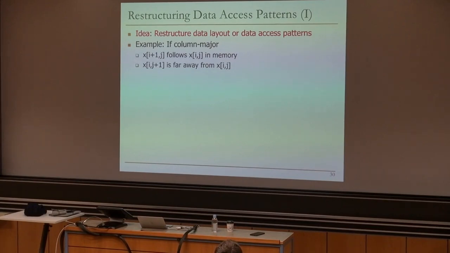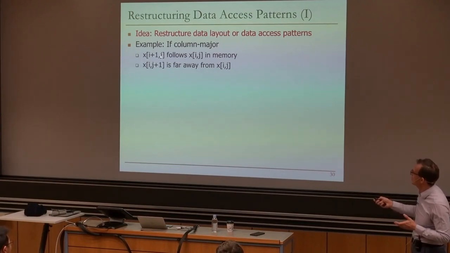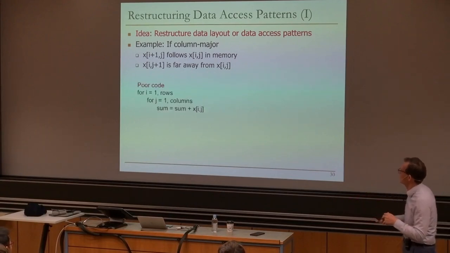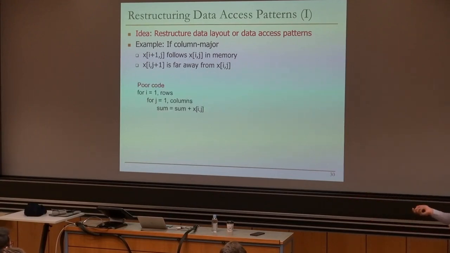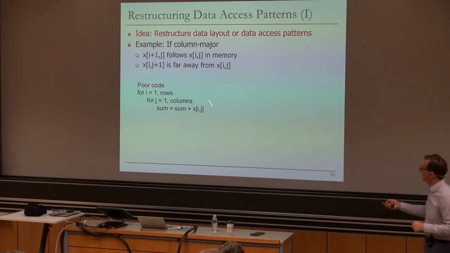So if you have a column major matrix or vector, let's say, this means that x[i+1][j] follows x[i][j] in memory, right? That's column major. And this is poor code in this case. If you look at this, what this code is doing is it's accessing x[i][j] and then x[i][j+1], x[i][j+2], even though those are far away from each other. Make sense? So you need to know how your data is laid out so that you don't write poor code like this.